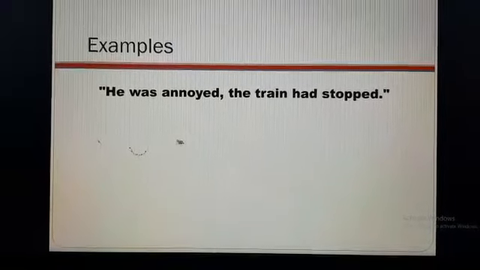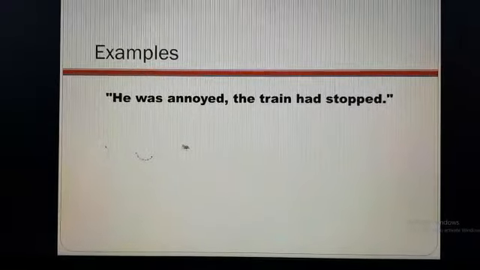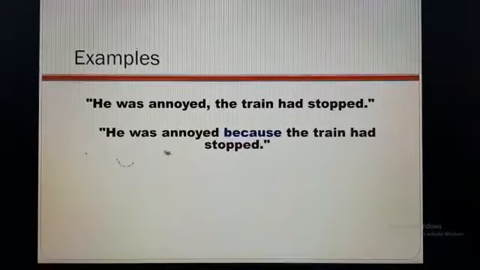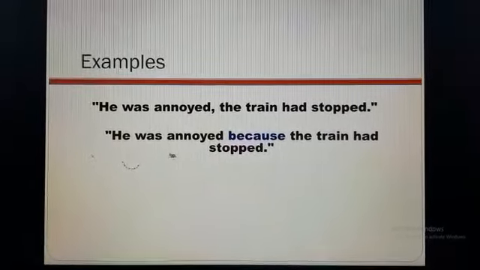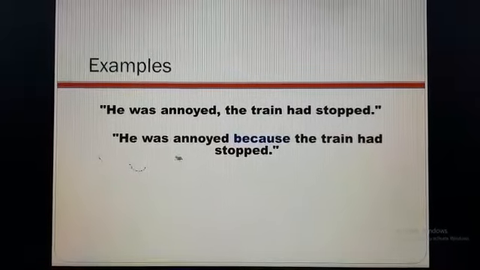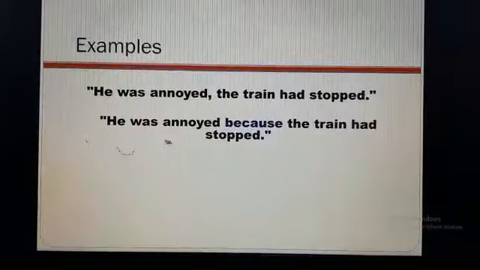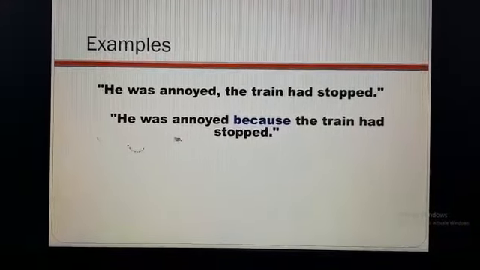So some examples: he was annoyed. The train had stopped. These are two sentences, and each one of them has a separate meaning. When we use because, the two sentences become a cause and effect for each other. So he was annoyed. Why? Because the train had stopped.